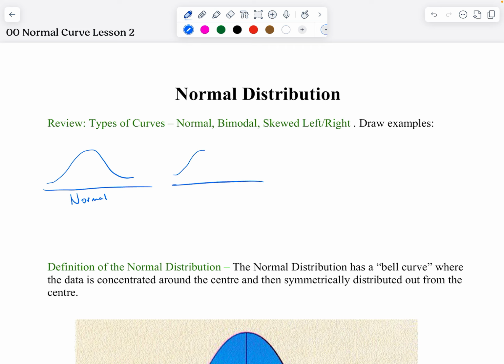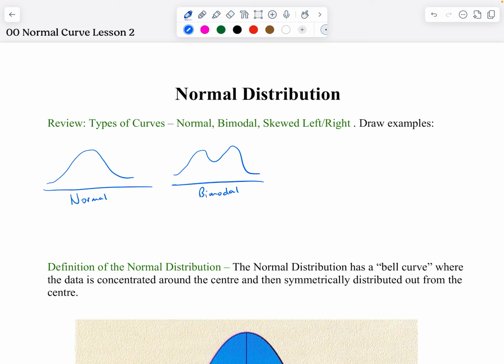Bimodal is when there's two peaks. So it has two modes. So this would be a bimodal distribution. Usually it means that you're pairing together two data sets that should be separated because it represents two different types of groups.